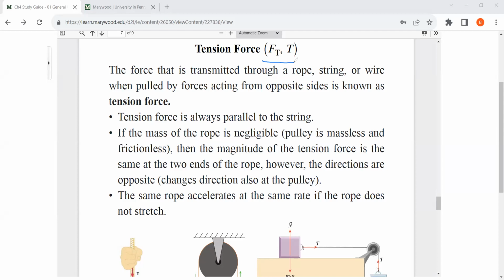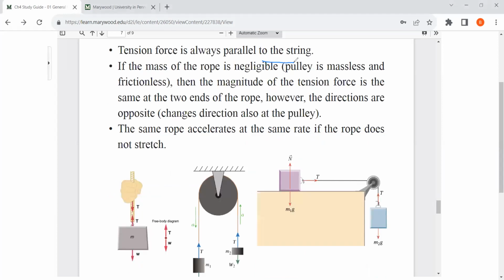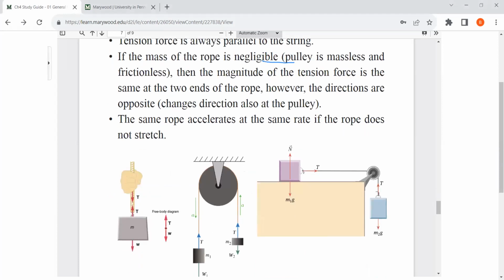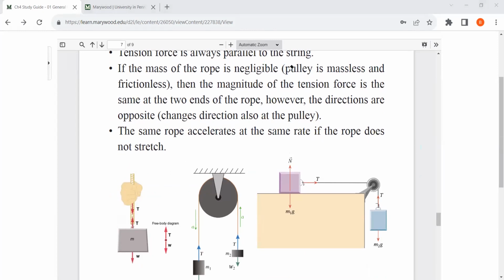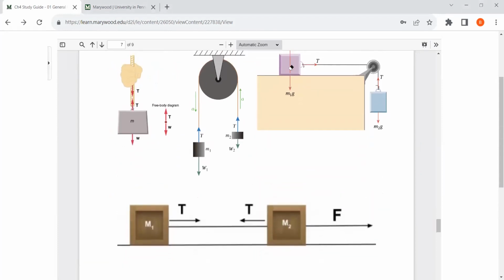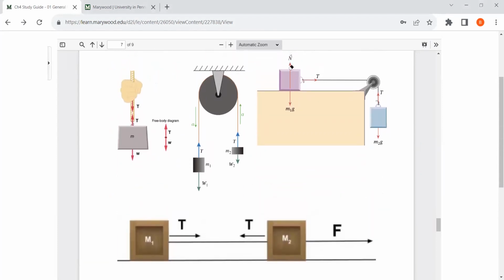So what is tension force? Tension force is involved when objects are connected by a string, rope, or wire. You will probably see this kind of thing in some problems, so let me show it first and then discuss. These are some examples you will see, and in something like this, tension is involved.